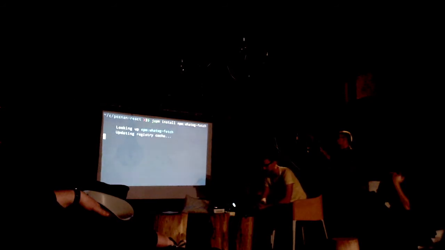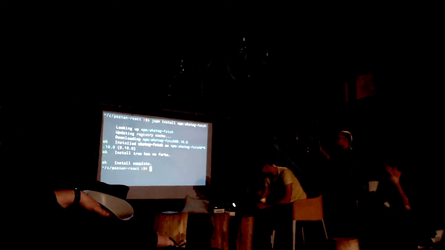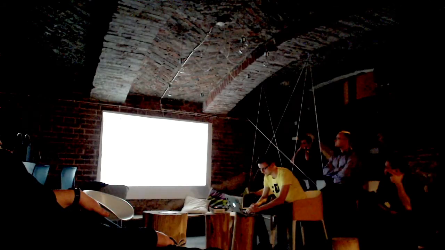To install a new dependency, we can just say jspm install. We can say that we want to fetch a dependency from npm, so we have to prefix it with npm. And the name of the polyfill is whatwg-fetch. So let's try to install that. It's looking for this, and it finds it, and we have it. Right now, if I go back to the code and say, for example, import whatwg-fetch, it should just work. So let's see if it works.